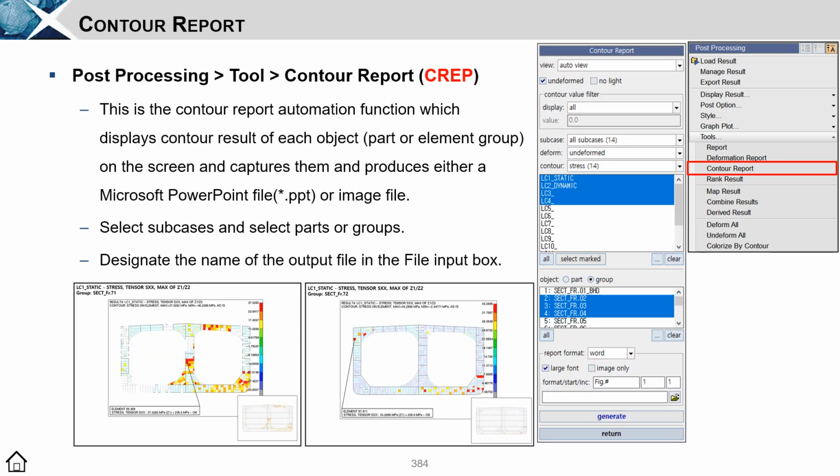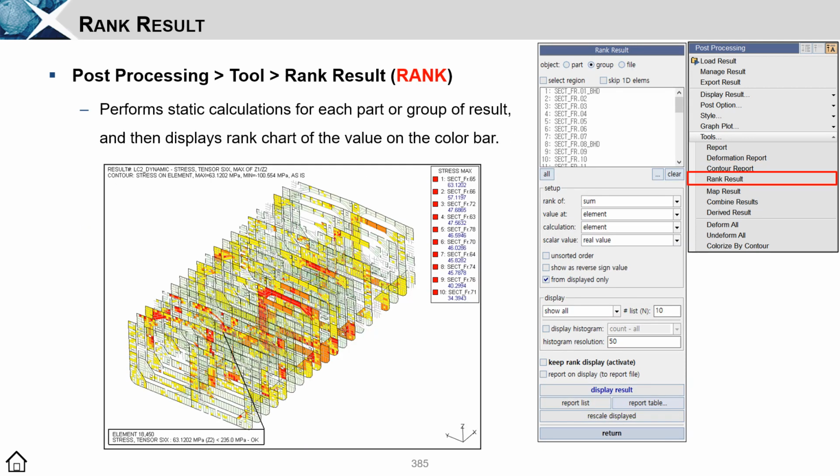This is the contour report automation function, which displays contour results of each part or element group on the screen and captures them and creates a PowerPoint format file or Word format file. Note that only the results currently displayed on the screen will be reported. Rank Result command allows you to perform static calculations for each part or group of results and then displays rank chart of the value on the color bar.